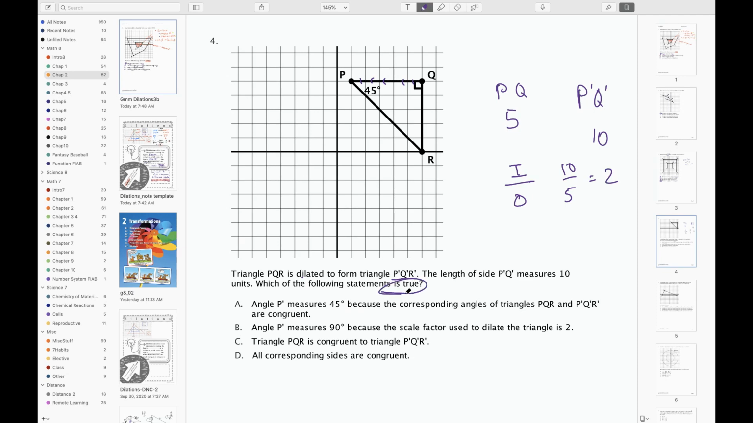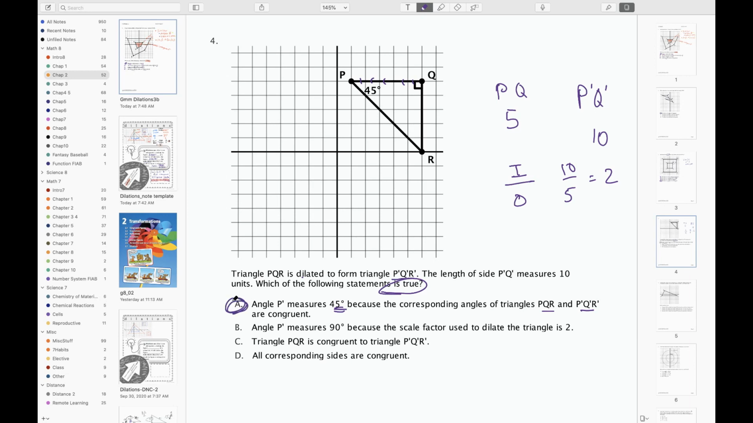Angle P measures 45, P prime, because of corresponding angles. But we already know P prime. Oh, no, we don't know P prime. Okay. Because we know the corresponding angles of PQR and P prime Q prime are congruent. We do know that's true.